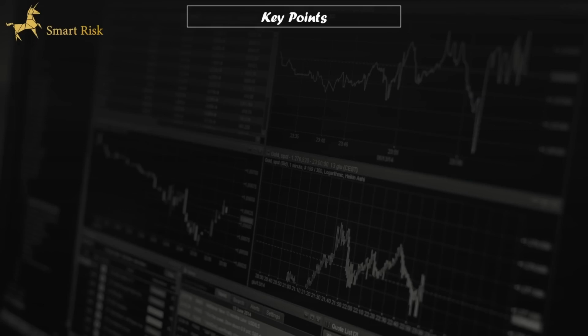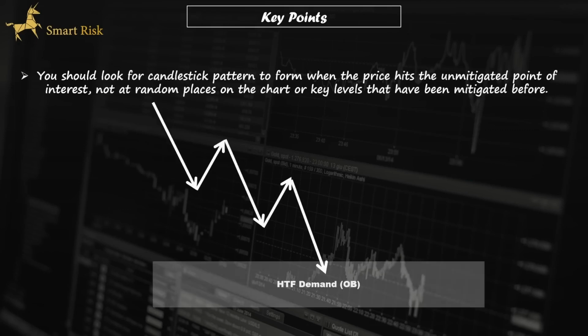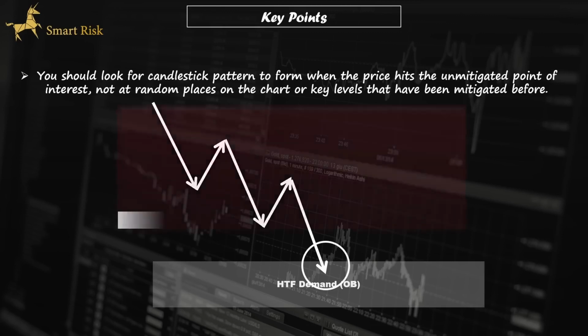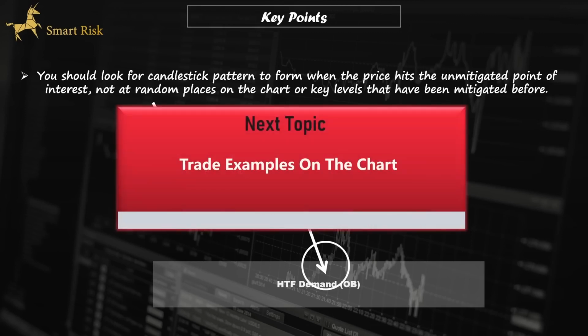Another crucial point to consider is that you should look for this pattern to form when the price hits the unmitigated point of interest, not at random places on the chart or key levels that have been mitigated before. It's really important to stick to all the key points and rules of this trading strategy. If you don't, you could end up losing some of your capital. Now, let's check out some examples to see how it works in real trades.